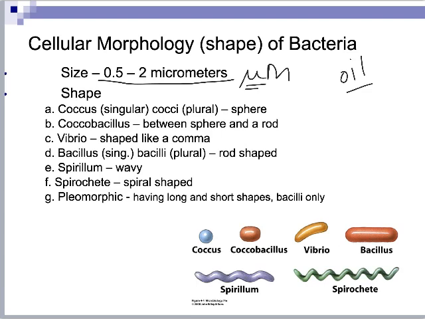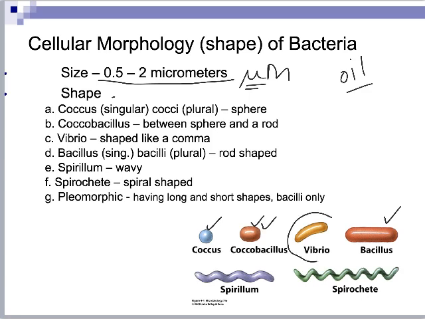Okay, so the shapes have different names, and we're going to use those names. The vocabulary is going to be really important. Okay, so cocci is plural, or coccus is singular, and that's a sphere. So there's a picture of it. Coccobacillus is kind of in between a sphere and bacillus, which is a rod. Okay, so it's in between. I'll help you with that one when we get to that one.